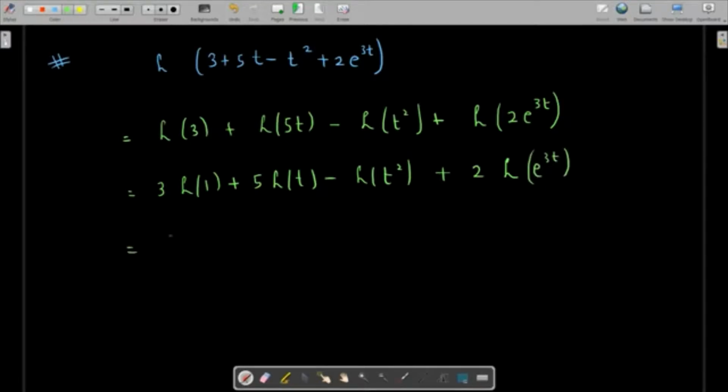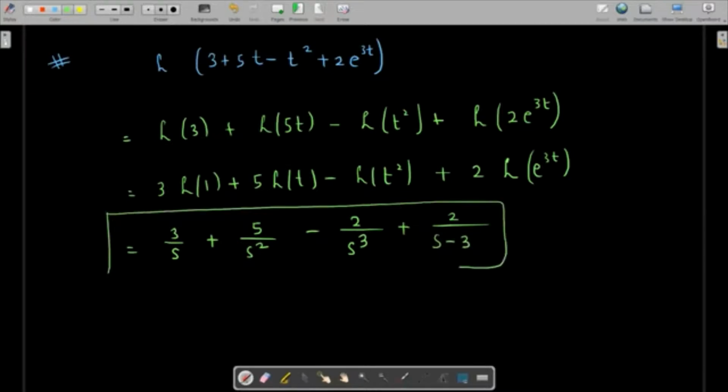Now it's just formula based. The Laplace transformation of 1 is 1 over s. The Laplace transformation of t is 1 over s squared. The Laplace transformation of t squared is, sorry, it's 2 factorial over, if we call it that way, and 2 factorial is nothing but 2. So 2 over s cubed, and of e raised to 3t is 1 over s minus 3. So this is the final answer for the Laplace transformation of that function.